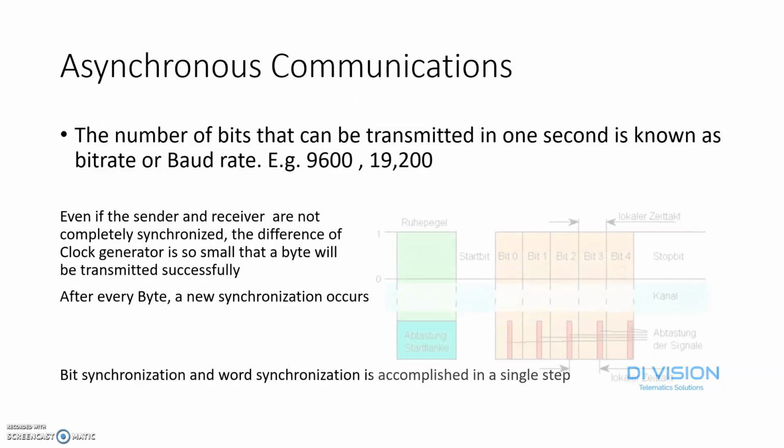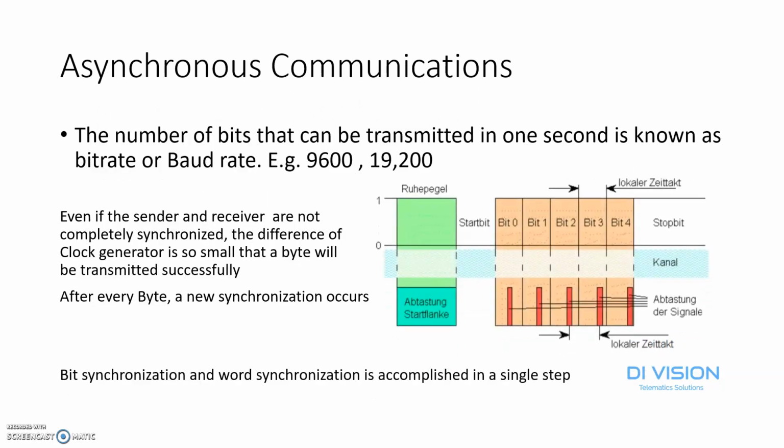I'll show you an example here. The green part on this graph refers to the idle state. Then comes the start bit, which corresponds to the bit value of logic 0. And then there is the complete byte, and then there is a stop bit, which has a longer time of applied voltage as compared to other bits.